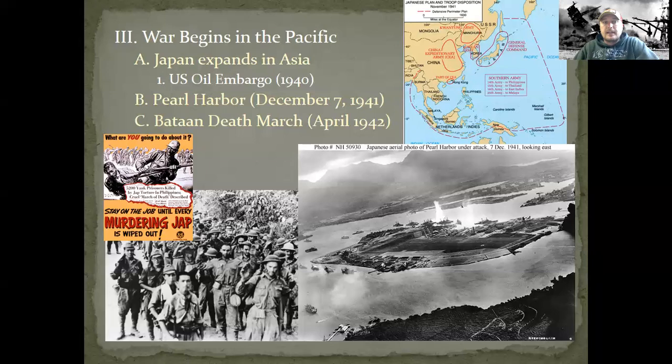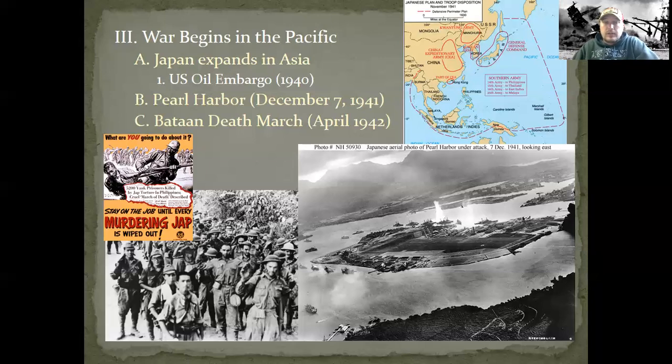So, like I said, that U.S. oil embargo. I'll remind you that an embargo is when a nation stops trading with another nation. The most famous one, I believe, that the United States has is with Cuba. You probably heard Cuban cigars are illegal. That's because of the embargo that was placed during the Cold War.